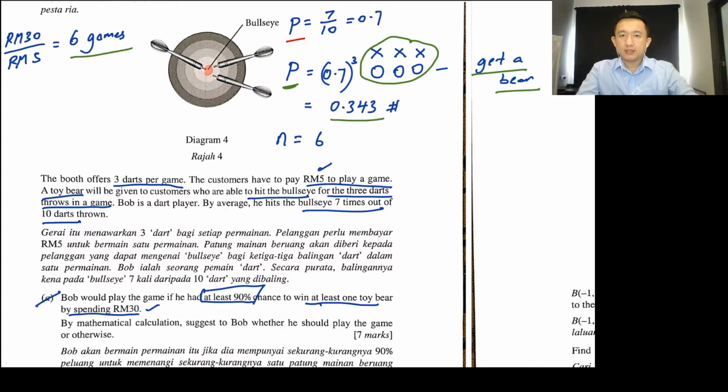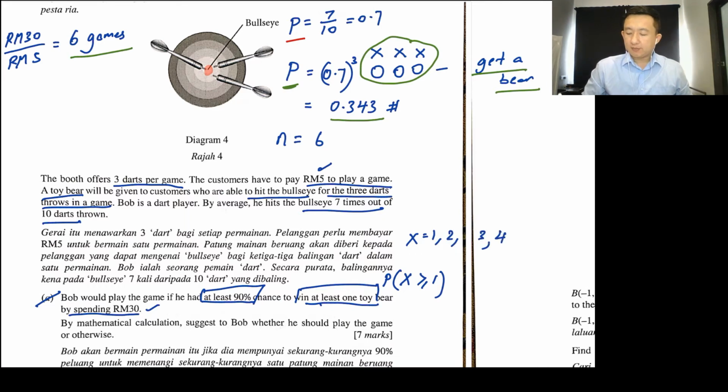So we need to find the probability in this case. Now how do we find it? These are the keywords: to win at least 1 toy bear, meaning the success at least 1, the probability of x more than or equal to 1. It can be 1, at least 1. X can be 1 toy bear, 2 toy bear, 3, until what? The maximum number of bears he can get is 6, right? Until 6. Why? Because you only have 6 games. So it's either 1, 2, 3, 4, 5, 6.